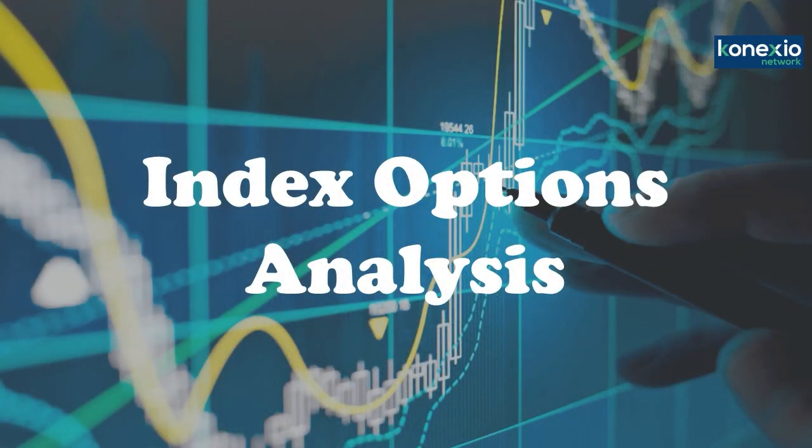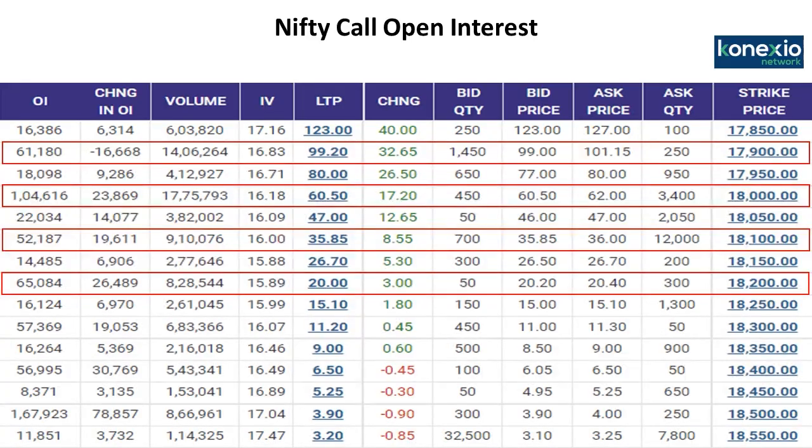Now let us come to the third segment of our show, which is option analysis. On the Nifty call side, the action was seen in, you will see on the screen. You can see that the action was seen in 17,900 calls, then 18,000 calls, the 18,100 calls, and 18,200 calls.